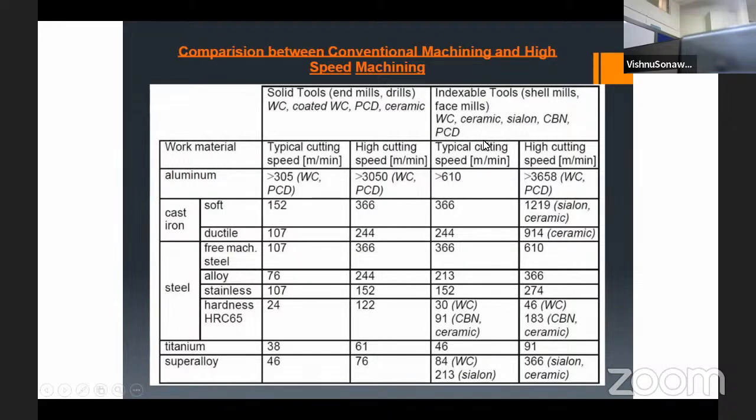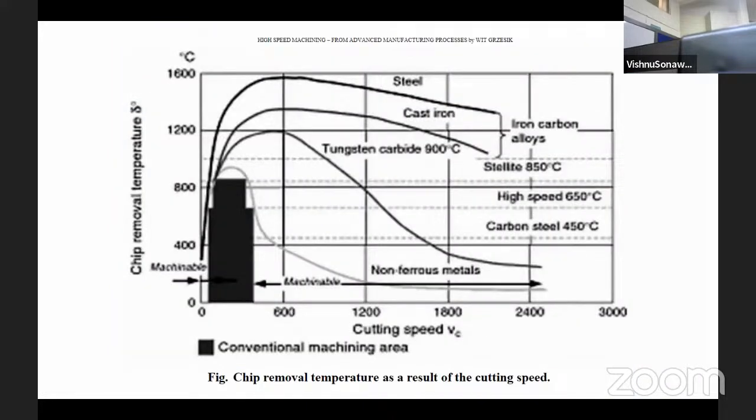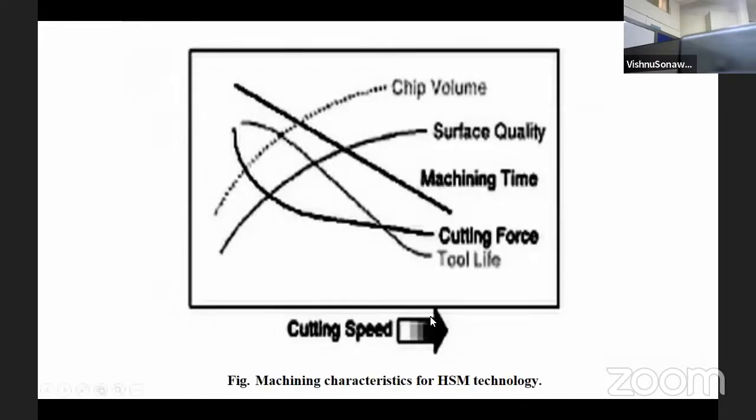And these are the various typical cutting speeds and maximum cutting speeds for these various types of indexable cutting tools. Here, this is 610 to 3658, to 46, and 84, and 366. These are the different speed ranges we can obtain, right? And here we have seen this one example, this graph. Now, these are the machining characteristics for high-speed machining.